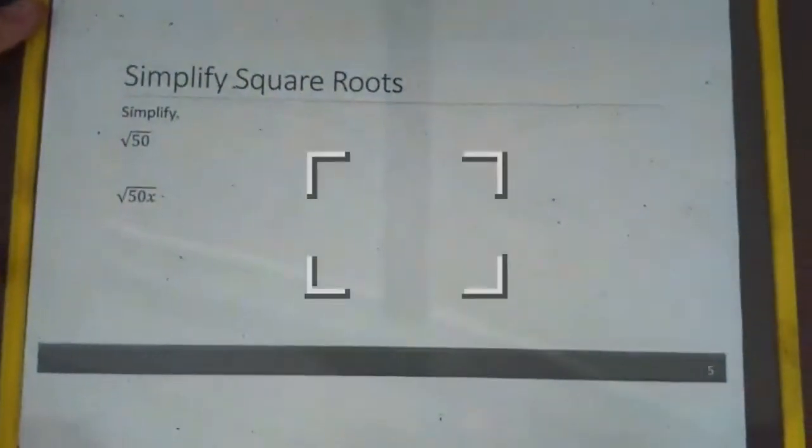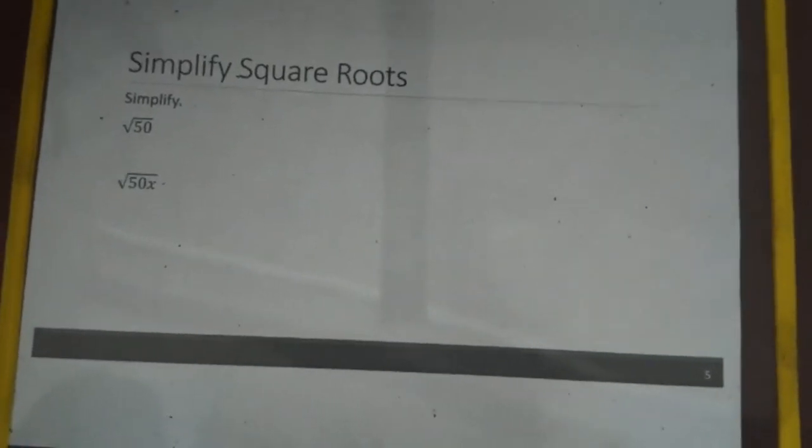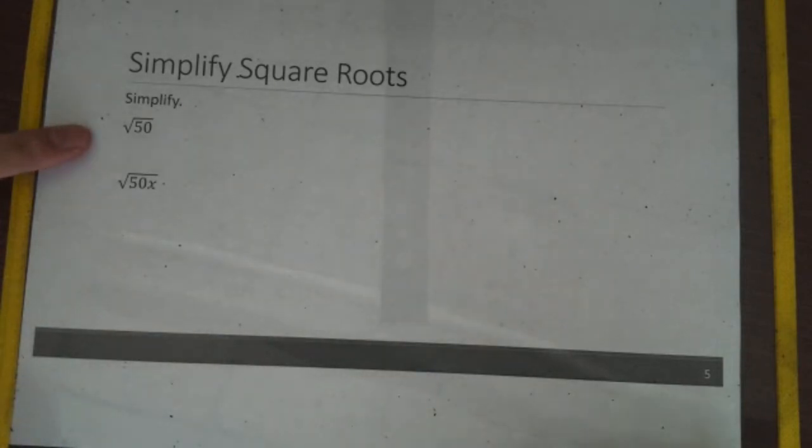Sometimes, though, we're looking at square roots that aren't quite so obvious. So on this one, we want to look at the square root of 50. Now in this case, we might be able to figure it out without this method, but this neat little method is going to help us when we do get to the super complicated ones. So we want to find the square root of 50.